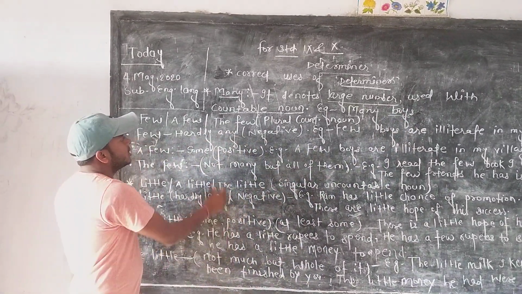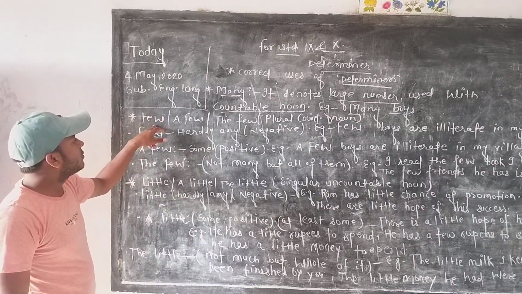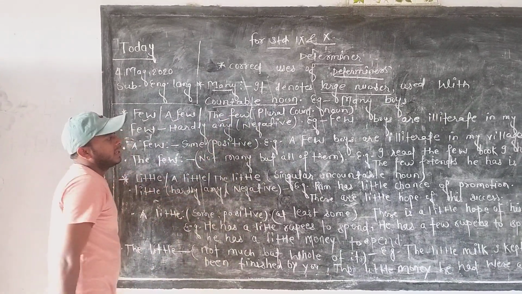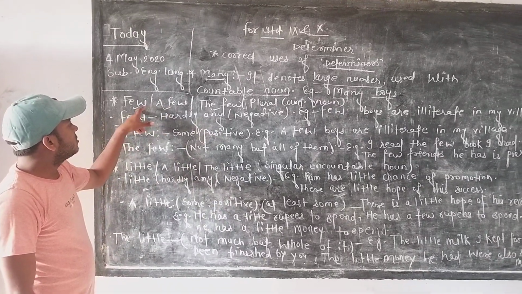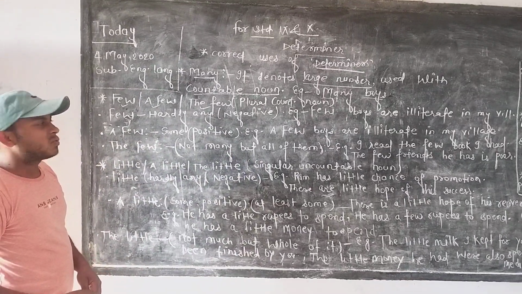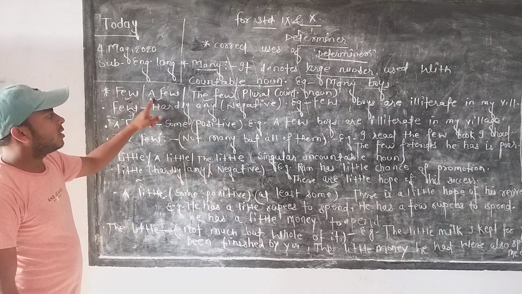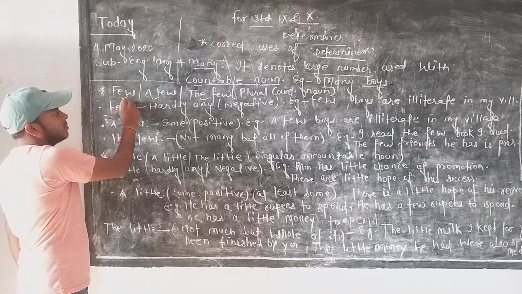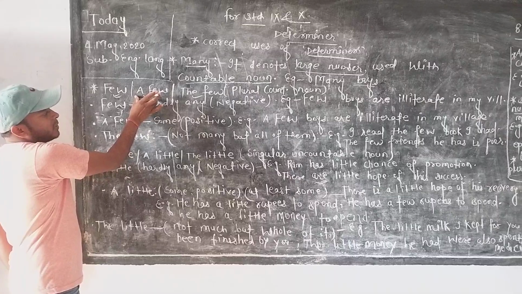Okay, so now you can see that I have written some groups of determiners like few, a few, the few. Actually, these are very common determiners, and they are very confusing also. Most of the students are confused about where they should use few, a few, or the few. So here one by one we will study the use of few, a few, and the few.